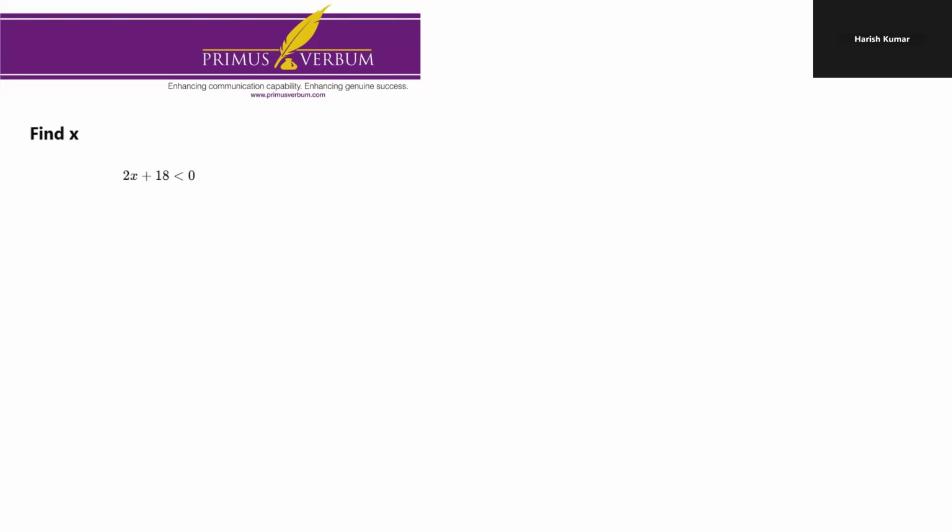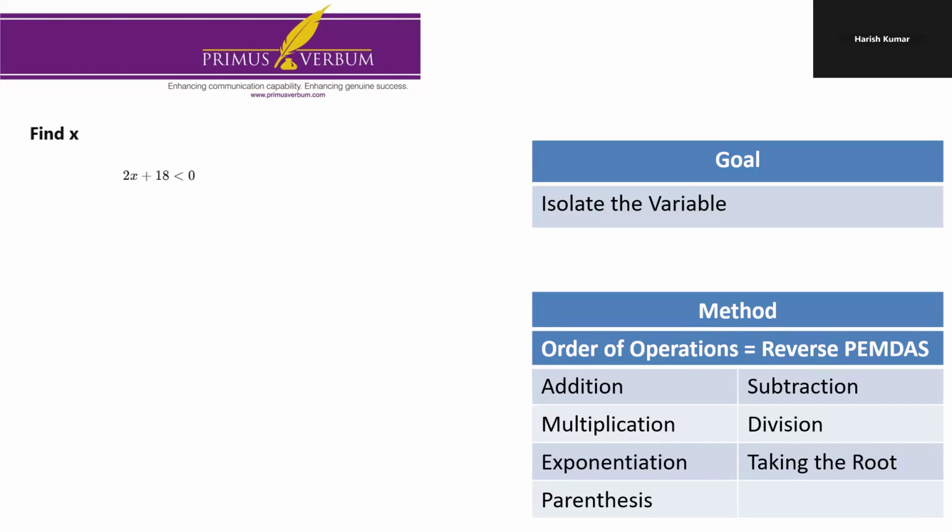Find x. 2x plus 18 is less than 0. So how do we go about finding x? To find x means to solve this inequality. So how do we go about solving this inequality? Now, what does solving the inequality involve?